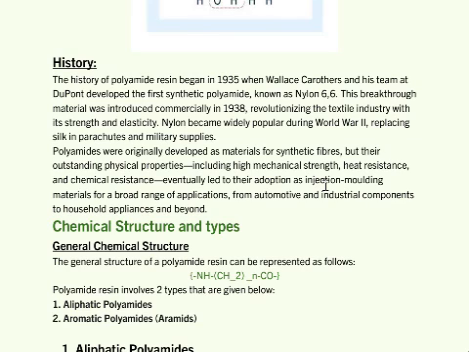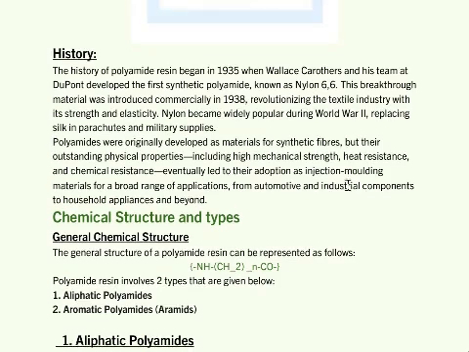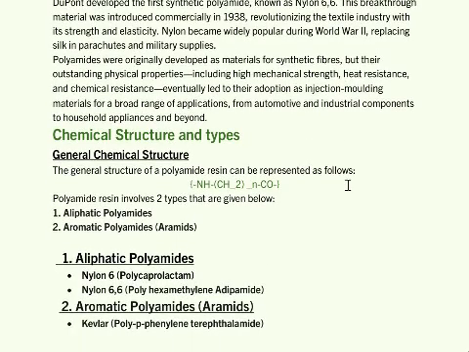Injection molding is a highly precise and cost effective manufacturing process widely used for producing parts of polyamide resin, also known as nylon. Following is the chemical structure and types.